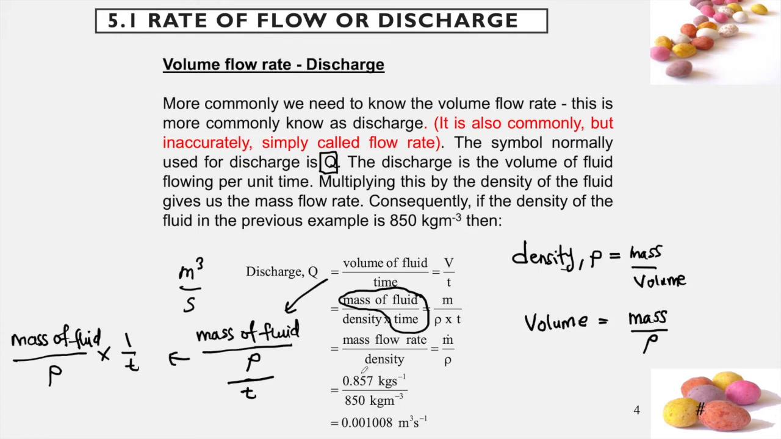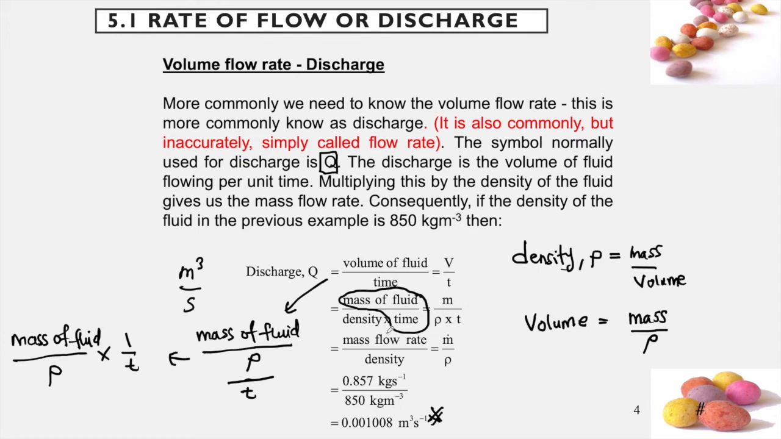Therefore, you only have to take the mass flow rate and divide by 850 kilograms per meter cubed, and you get that the discharge of this flow is 0.001008 meter cubed per second. Okay, this is a simple way to find the discharge.